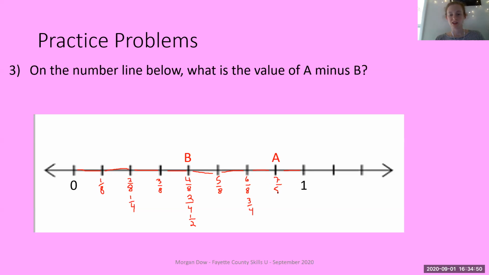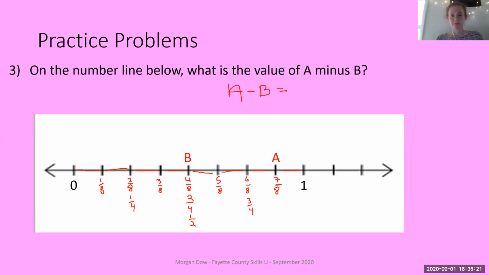Well, that labeling we just did there was not required. You don't have to do that. You just need to make sure you understand what each little piece represents so you can identify what B is and what A is. So B is 4/8 and A is 7/8. Let's go ahead and subtract, right? So this is the value of A minus B.